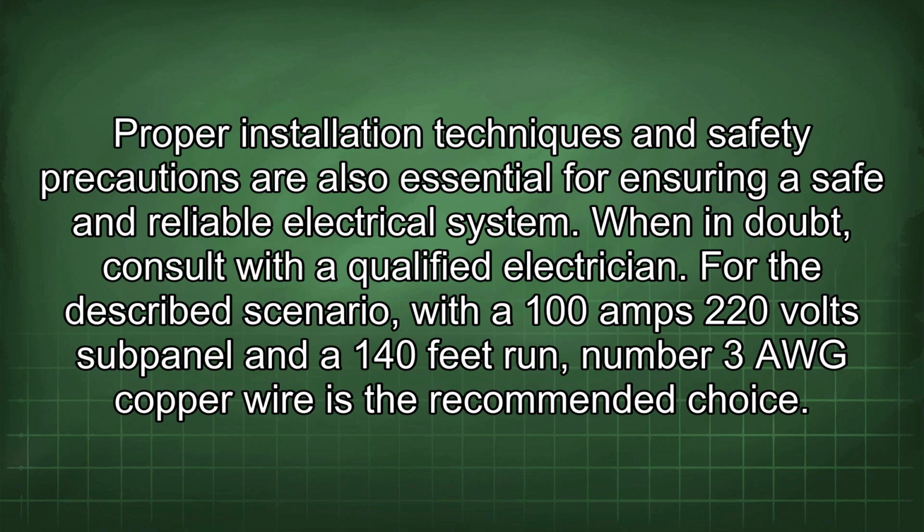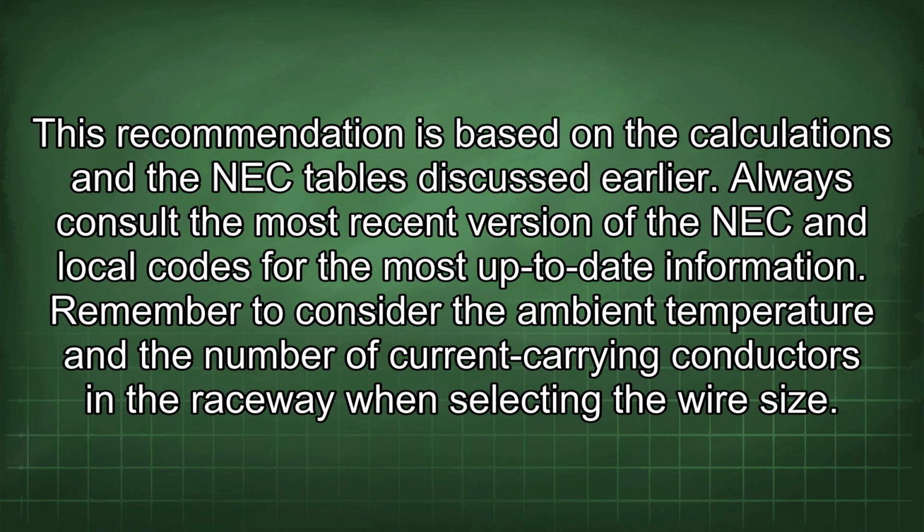For the described scenario, with a 100 amp 220 volt subpanel and a 140 feet run, number 3 AWG copper wire is the recommended choice. This recommendation is based on the calculations and the NEC tables discussed earlier. Always consult the most recent version of the NEC and local codes for the most up-to-date information.